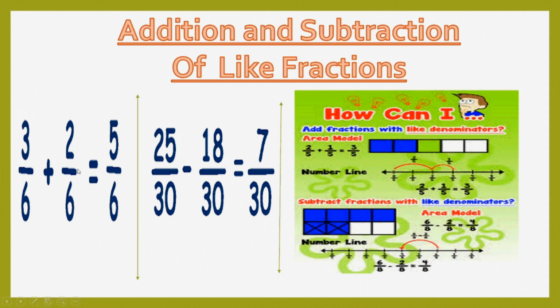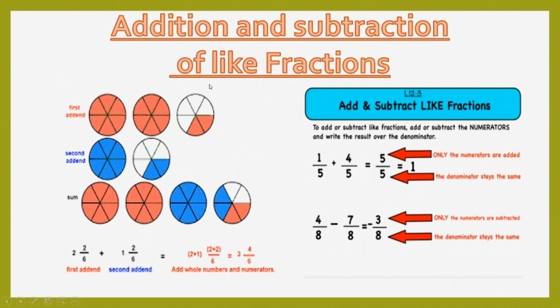Here these two are like fractions. So we'll add only the numerators. 3 plus 2 is equal to 5 and we'll write the common denominator as the denominator. In this example also these two are like fractions. So we'll subtract only the numerators. 25 minus 18 is equal to 7 and we'll write the common denominator as the denominator here. Addition and subtraction of like fractions.